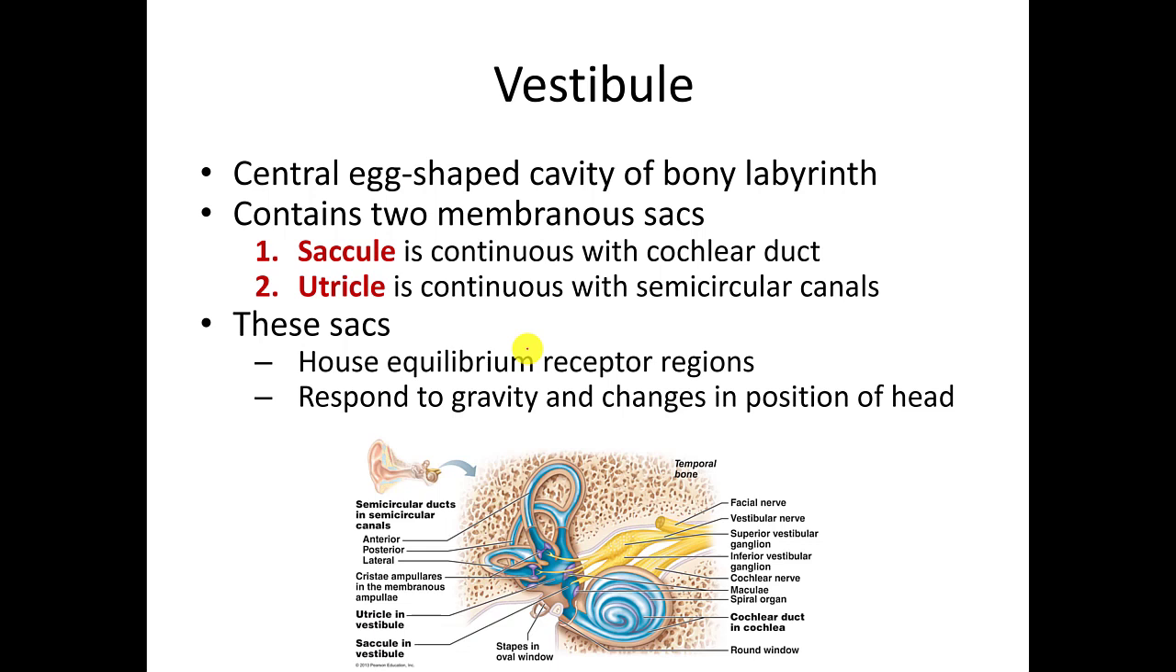The vestibule has 2 little sacs within it. This is the saccule, and then there's an area called the utricle. The saccule is, you can see, closer to the cochlea over here, so it's continuous with the cochlear duct. The utricle is continuous with these semicircular canals. And these sacs are going to house equilibrium receptors. They help to respond to changes in the position of the head. So rotational movements, for example.